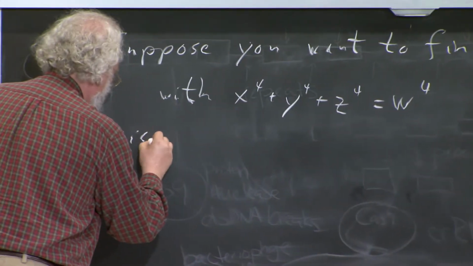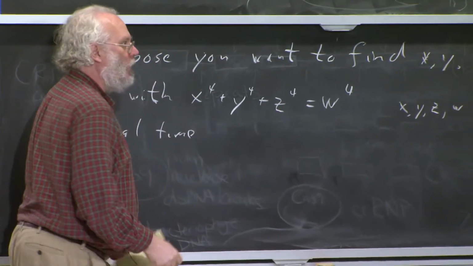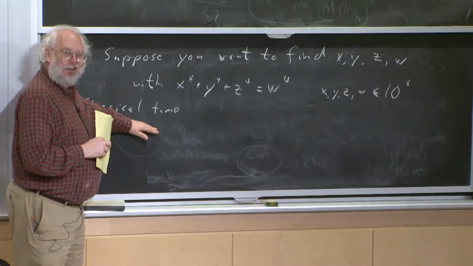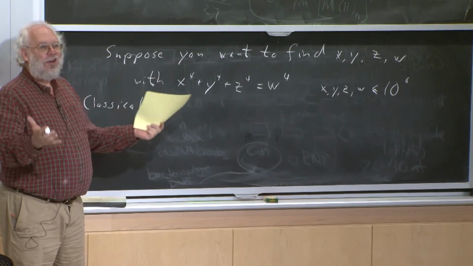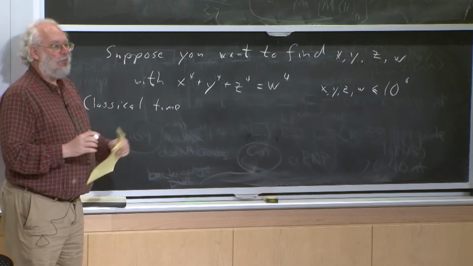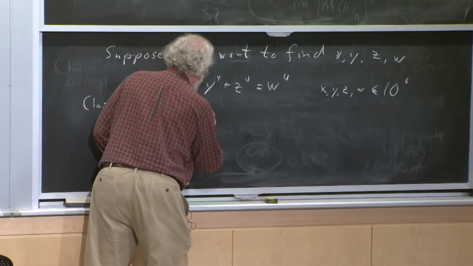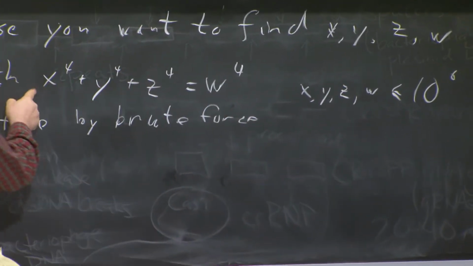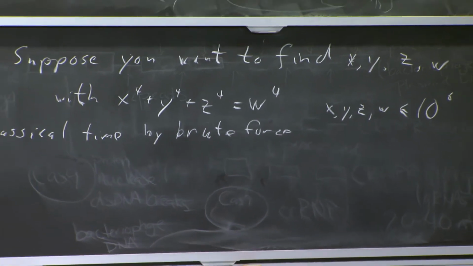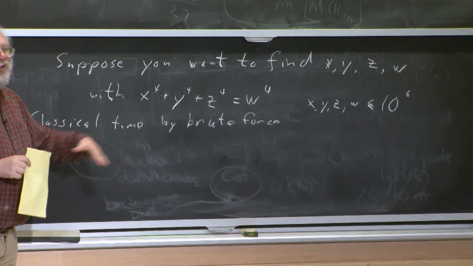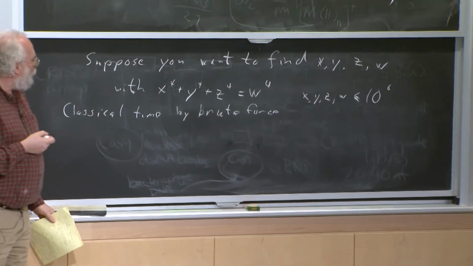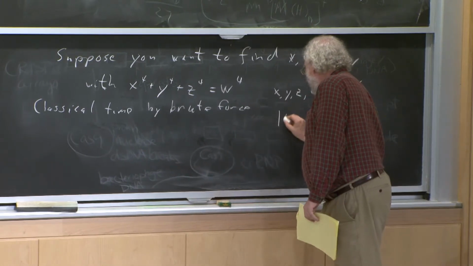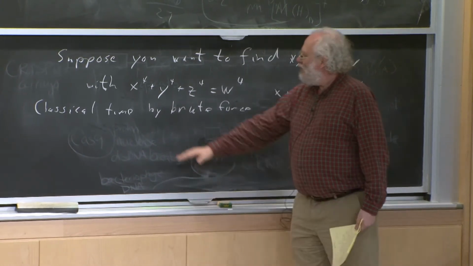Classical time. Well, actually, this was done by a mathematician using a clever idea, so there are better ways to do it. But classical time by brute force. On the other hand, this was an open question for, I think, 200 years before Noam Elkies found a solution in 1986 or so.